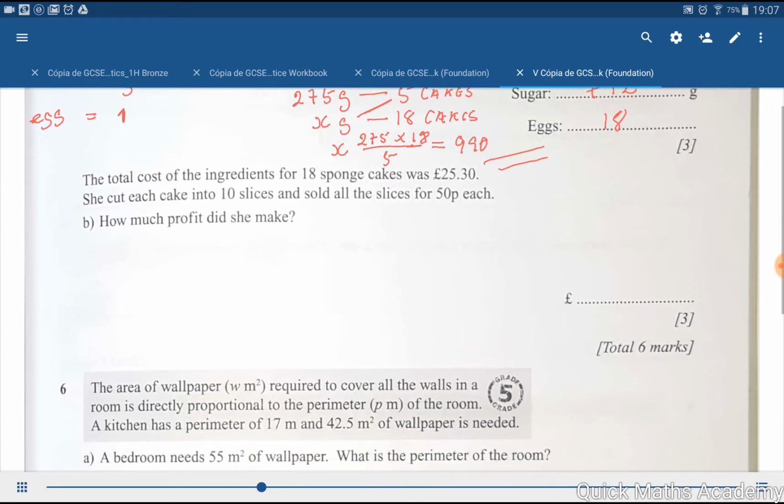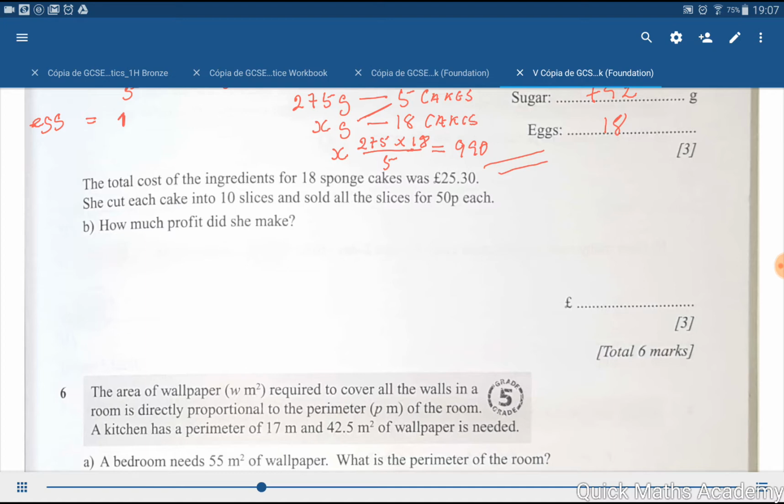Alright, let's move to the next one. The total cost of the ingredients for the 18 sponge cakes was 25.30. She cut each cake into 10 slices and sold the slices for 50p. How much profit did she make? So each cake goes for 10 slices, which equal 10 times 50p, which is 5 pounds.